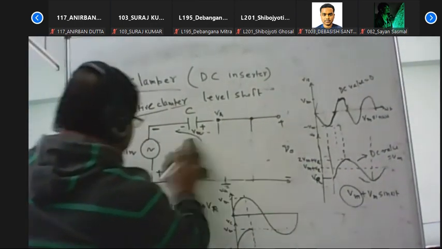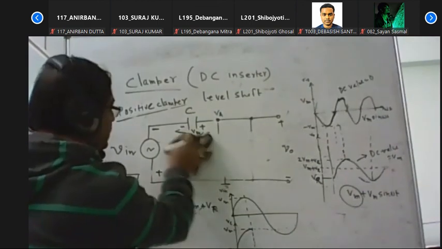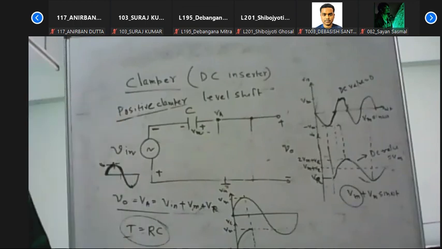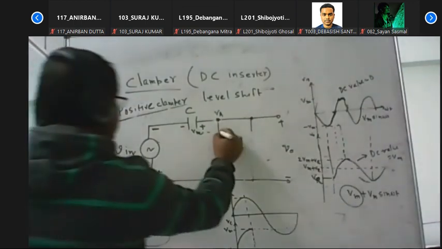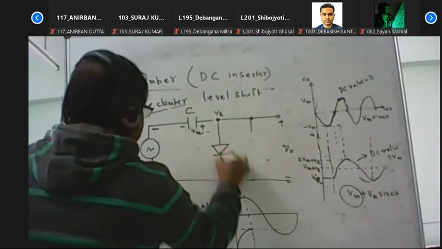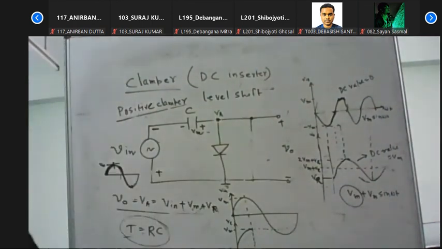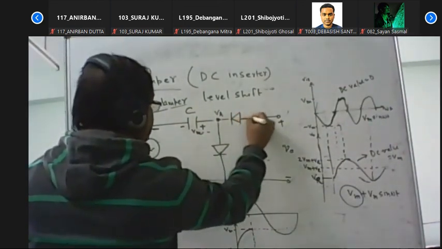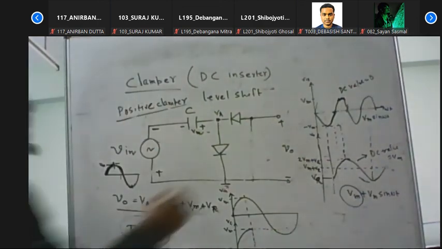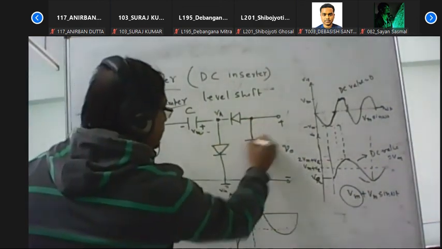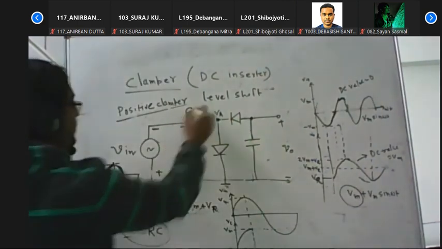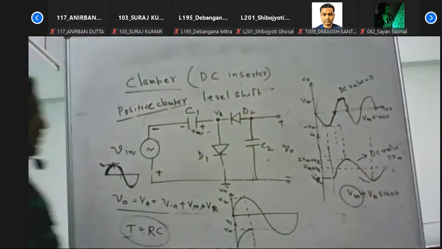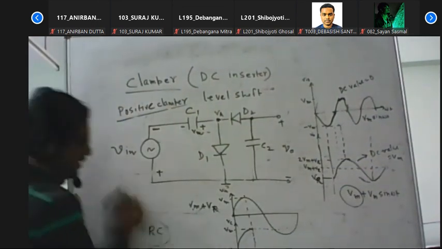Just one minute. I am drawing the voltage multiplier circuit, and you will be able to explain it yourselves. The voltage multiplier circuit: these are C1, C2, D1 and D2. So we say that it is a voltage multiplier circuit.